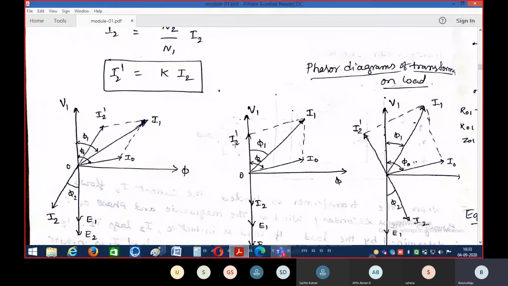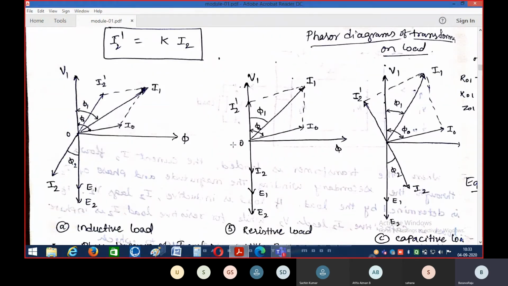So this is a phasor diagram of the transformer during the load condition. These are the three vector diagrams we will get in the transformer operation during the load condition. Let me explain one by one. The load which we are putting on the secondary terminals of the transformer is of three types: either a resistive load, an inductive load, or a capacitive load. So the vector diagram depends on the type of load. Why?